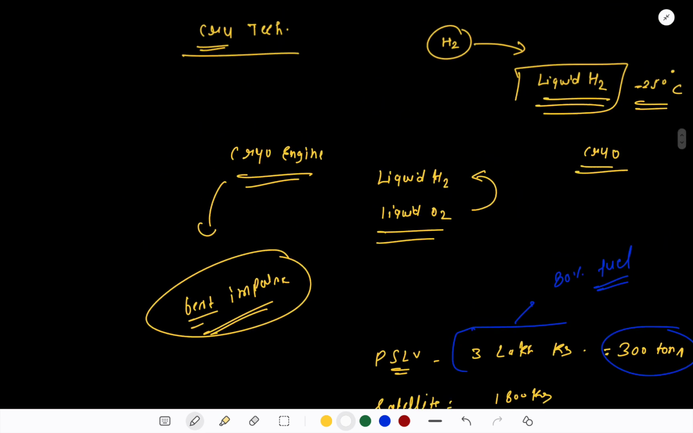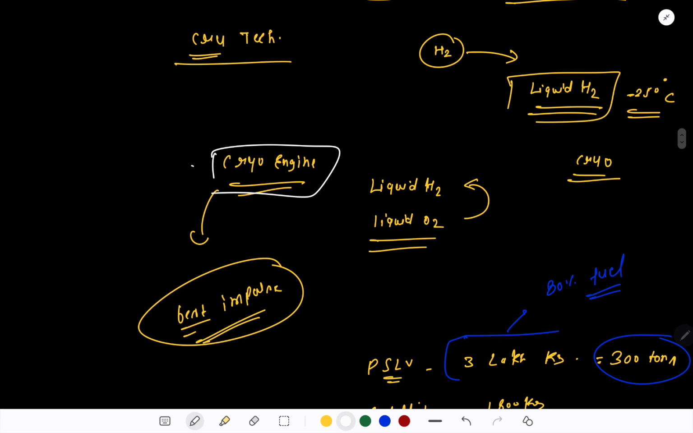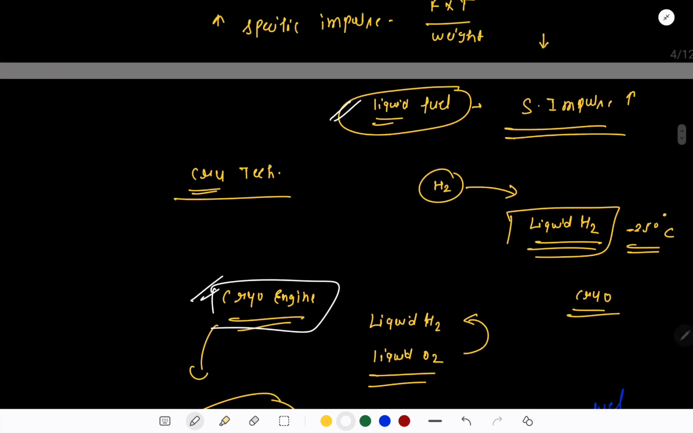Clear? And what is more important is the characteristic of this cryo engine: it is also light compared to the liquid engine. Because in a liquid engine there will be more pipes, a lot of pipes. And obviously liquid has more density than gas, so there will be more molecules.